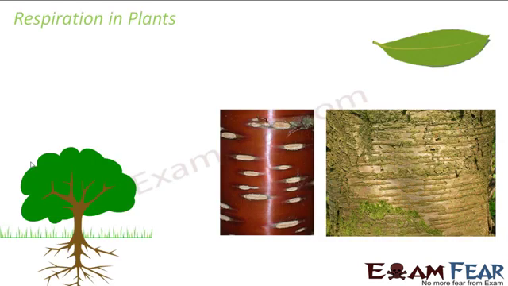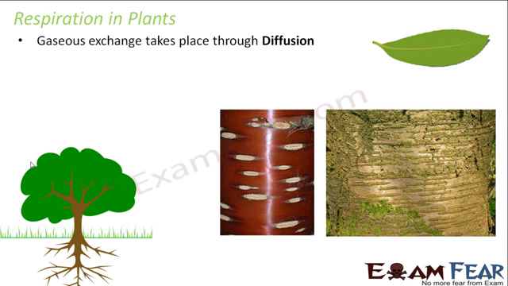So with this we conclude our discussion on respiration in animals. So let us now talk about respiration in plants. We have already spoken about some of the basic things in plants, that is, nutrition in plants. We have talked about the process of photosynthesis also. So let us see how respiration happens in plants. Gaseous exchange takes place through diffusion. So in plants, gaseous exchange will take place through diffusion.